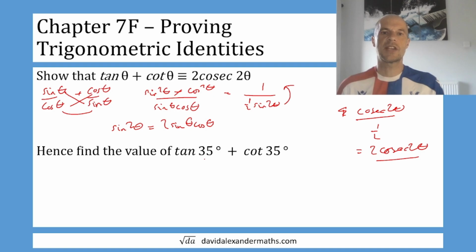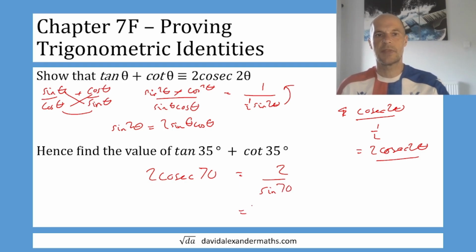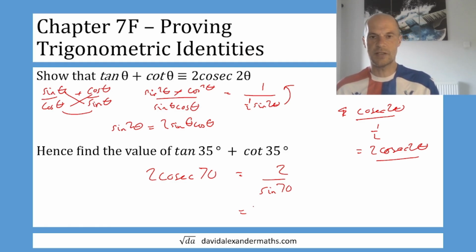Hence find the value of tan 35 plus cot 35. So replace theta with 35, so what we have here is 2 cosec 70, and that is the same as 2 over sine 70. So let's just grab the calculator. 2 divided by the sine of 70, and we get 2.13 to 2 decimal places.